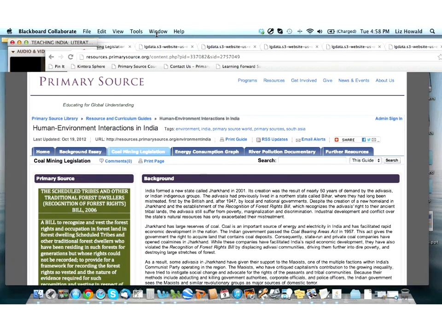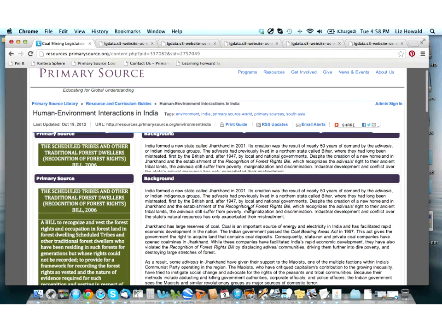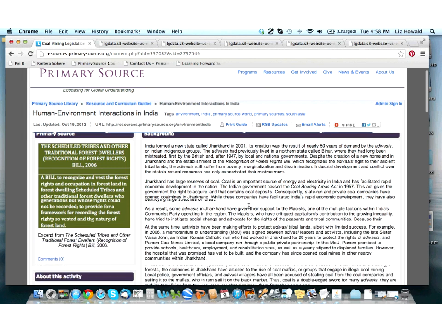This first activity focuses on coal mining and indigenous populations in India. And the primary source featured here is coal mining legislation, so a bill that specifically deals with the scheduled tribes or the indigenous populations in India and how they're supposed to be treated. And what you can see as I scroll down the page here is that there are common features for each of the three activities in the cluster.